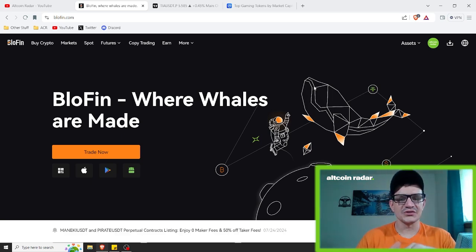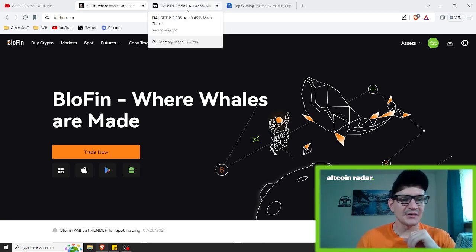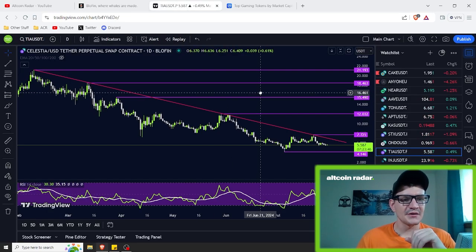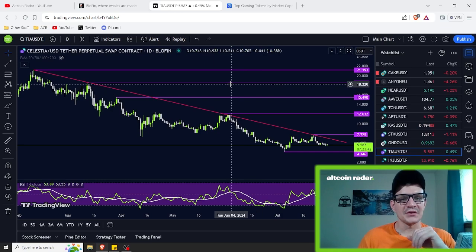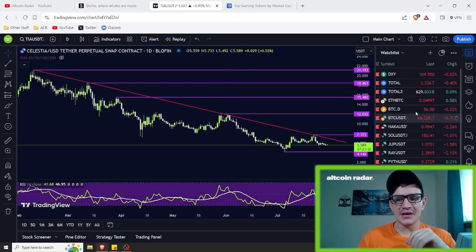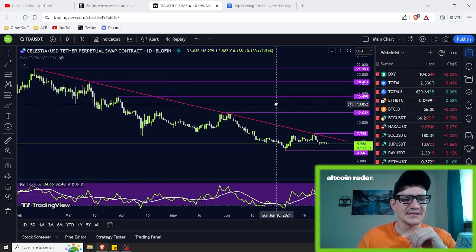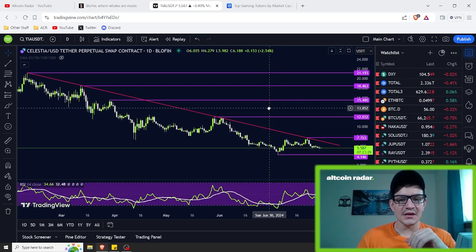All right, guys, so let's go ahead and take a look at Celestia TIA on the macro charts or the daily chart and see what we've got going on here. As we can clearly see, Celestia has not been performing the greatest lately. We've been having some pretty big inflows into altcoins lately, but Celestia has kind of been slumping on that and has not been really gaining much liquidity at all.